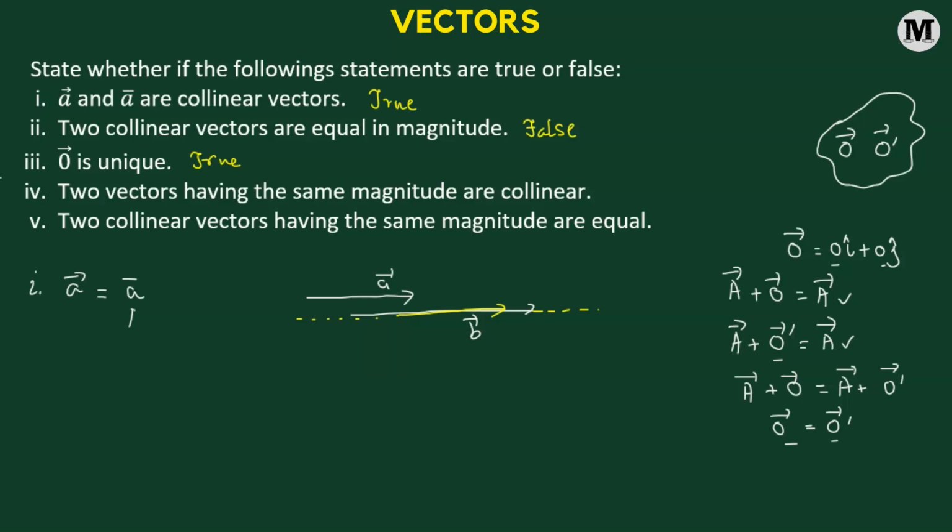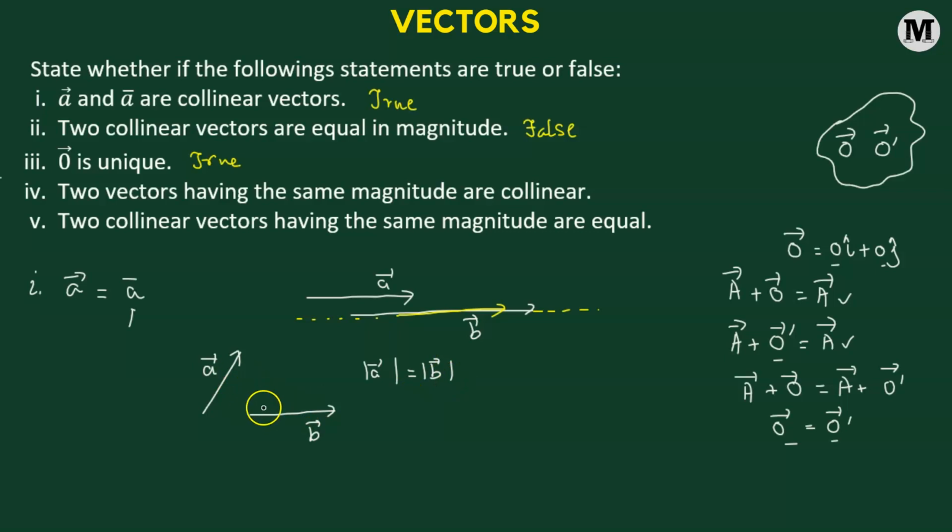Coming to the fourth one, here we have two vectors having the same magnitude are collinear. It's only saying that two vectors having the same magnitude are collinear. This is not necessarily a true statement. For instance, we can think of a vector A pointing in this particular direction, and another vector B pointing in a completely different direction. Let's say the magnitude of vector A equals the magnitude of vector B.